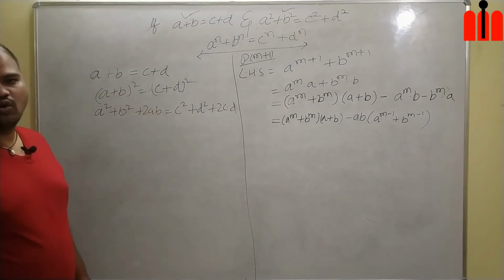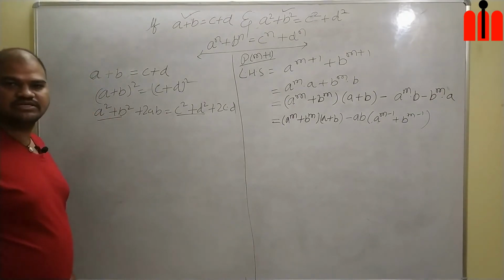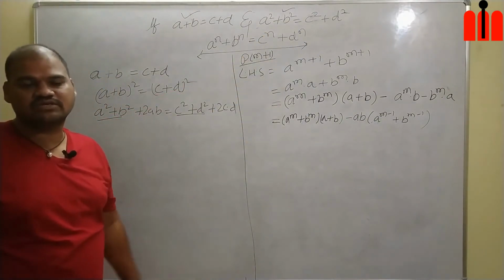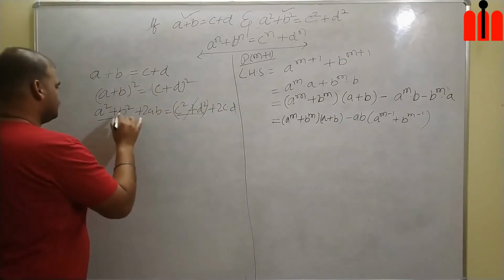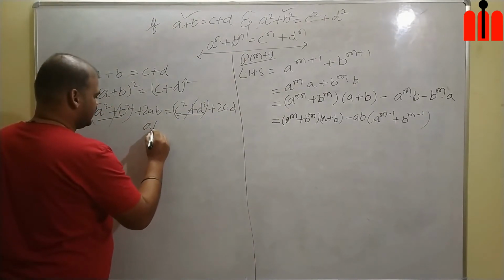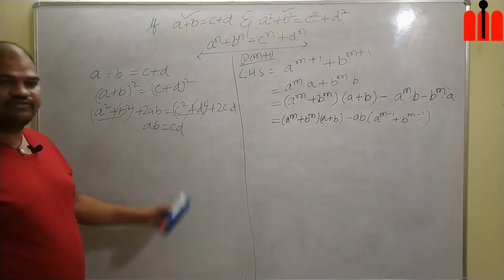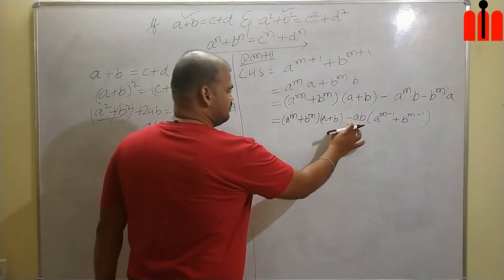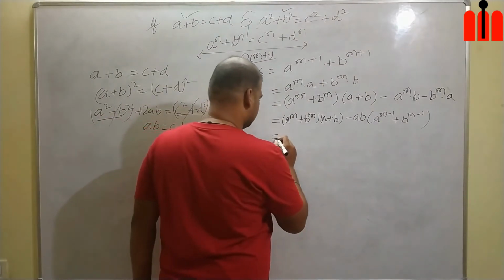This is the c plus d whole square expansion. This a square plus b square and c square plus d square are equal by the given data. A square plus b square equals c square plus d square. So these two terms will be cancelled, right? So you will be left with ab equal to cd. Okay, so you will be left with ab equal to cd. Now you convert this ab also to cd. Now everything is convertible to c's and d's.